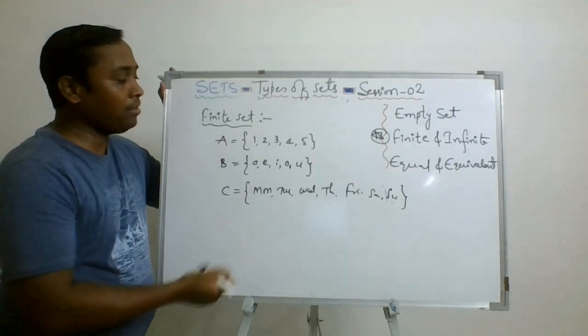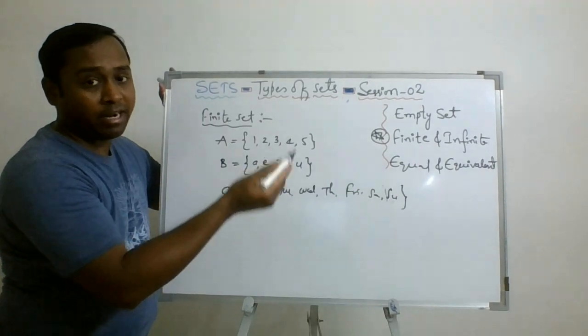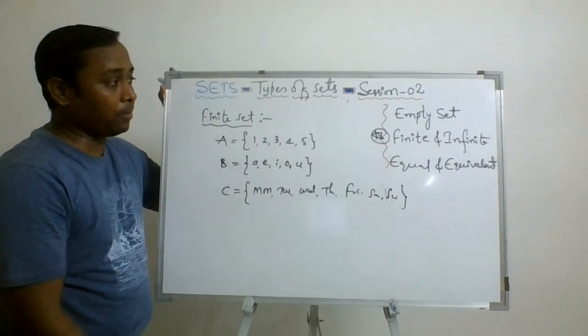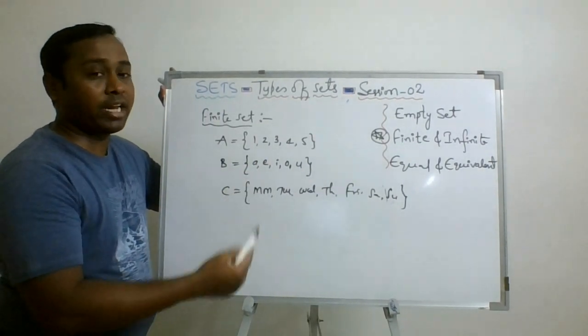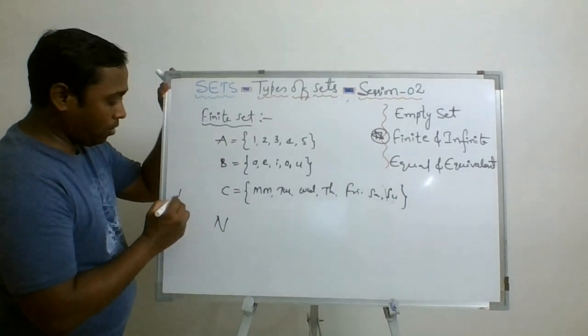So a finite set means a set which contains a finite number of elements. Now, no need to explain much about the infinite set. We have understood here. Infinite means a set which contains infinitely many elements. Let us say the set of natural numbers. I am talking about infinite sets now.